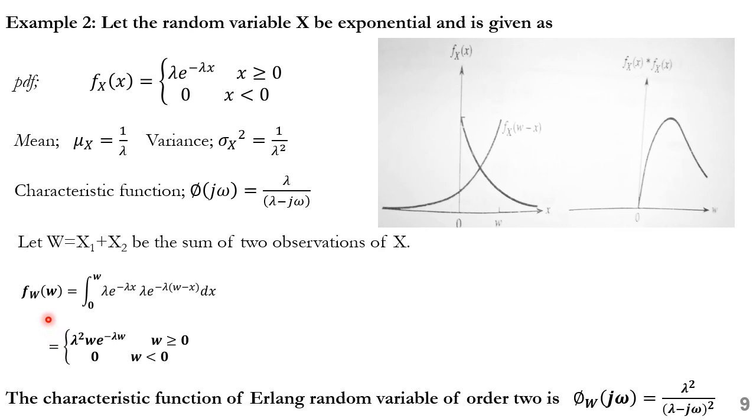So f_W(w) is given by the PDF, the integral from 0 to w of lambda e to the power minus lambda x times lambda e to the power minus lambda (w minus x) dx. So this gives you lambda squared w e to the power minus lambda w, for w greater than or equal to 0, and it is 0 for w less than 0. And the characteristic function of the Erlang random variable of order 2 is defined as lambda squared divided by (lambda minus j omega) whole squared.